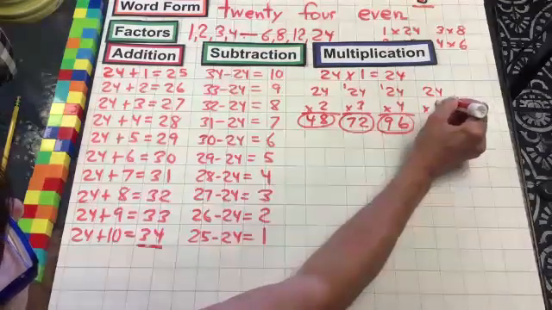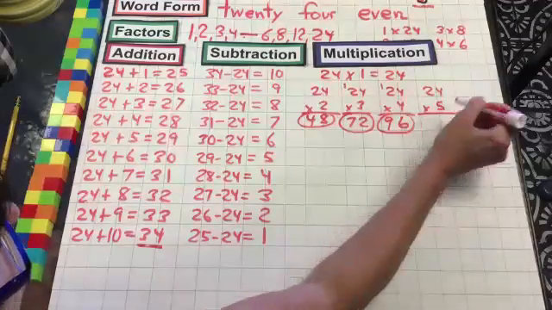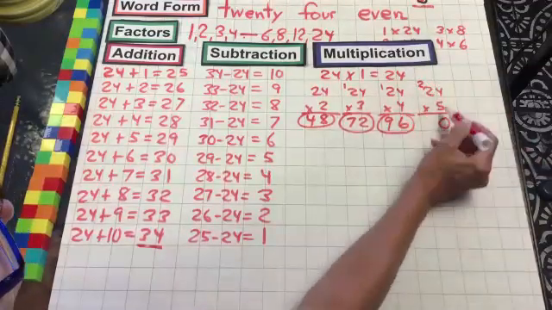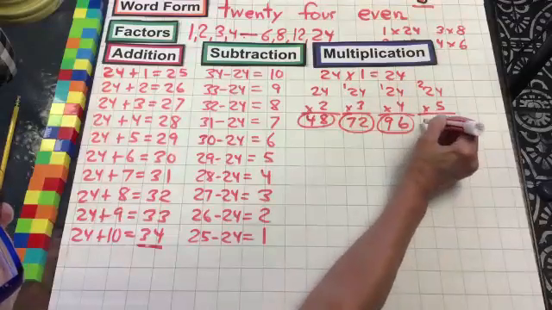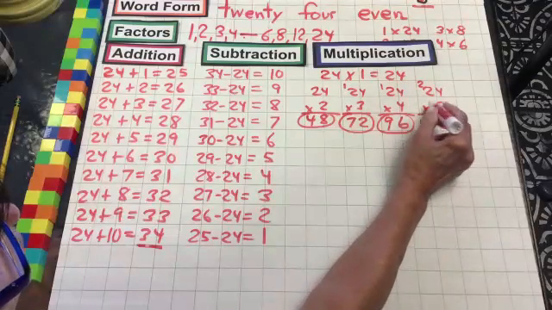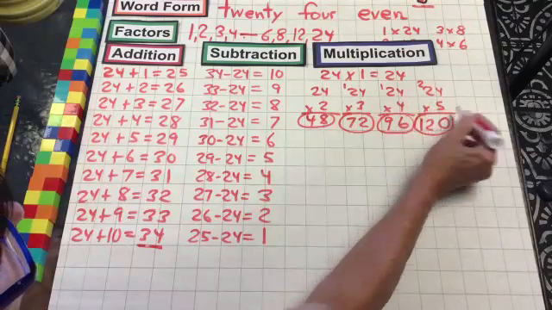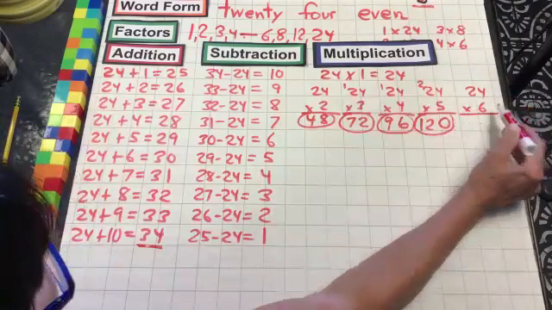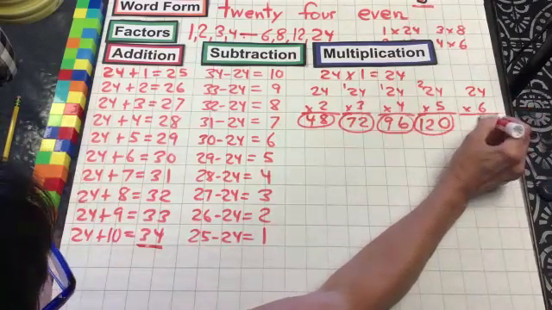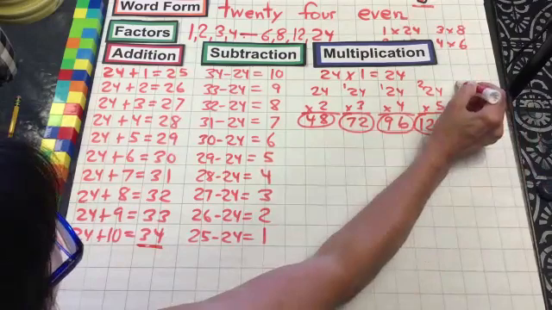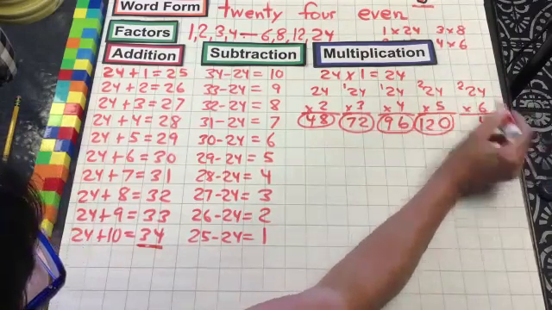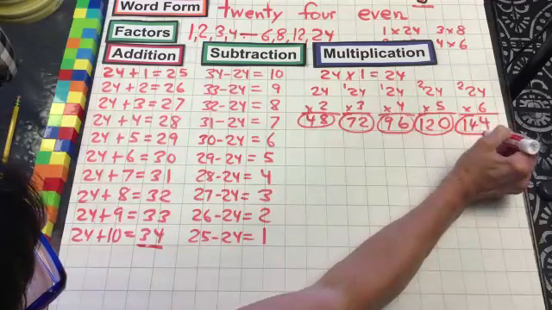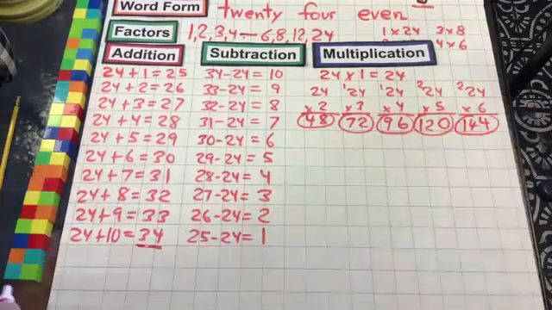24 times 5. 5 times 4 is 20. Drop the 0, carry the 2. 5 times 2 is 10 plus 2 is 12. So 5 24s would be 120. 24 times 6. 6 times 4 is 24. Drop the 4, carry the 2. 6 times 2 is 12 plus 2 more is 14. So 6 24s is 144.